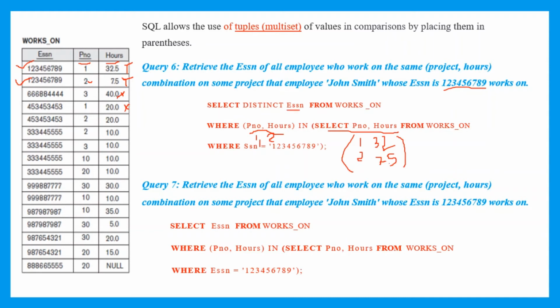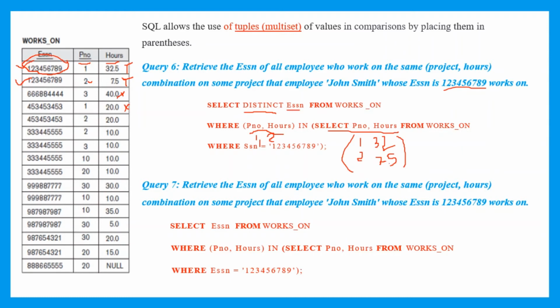The ESSN is 1, 2, 3, 4, 5, 6, 7, 8. This is the only one result because of using DISTINCT. Let us see what result we get when I remove the DISTINCT. That is another example here.